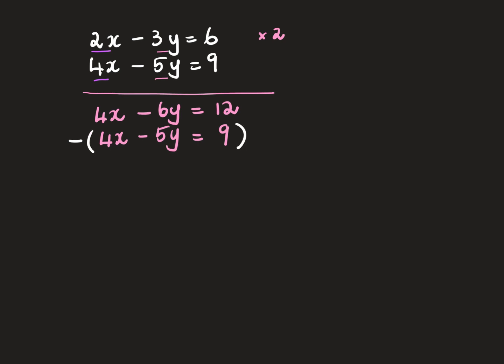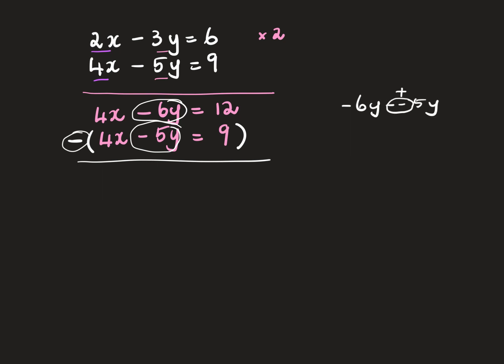Now make sure you put brackets around them, because remember we've got to be subtracting everything. So I've got 4x minus 4x. That leaves me with no x's, 0. I don't even need to write it down because there's none of them. Next I've got minus 6y minus negative 5y. Minus minus, positive. Negative 6 of them plus 5 of them is negative 1 of them. Negative 1y, or as we normally write, just negative y. So I've got negative y equals, then we've got 12 minus 9, which is 3. So that's negative 1y equals 3.